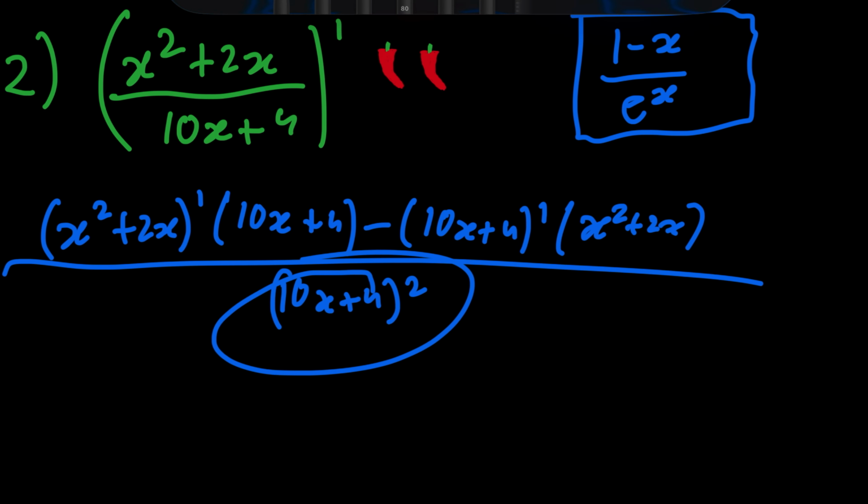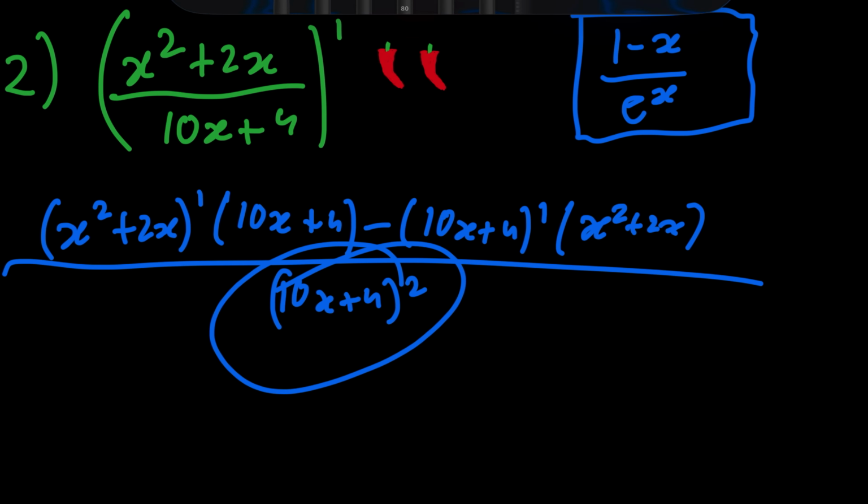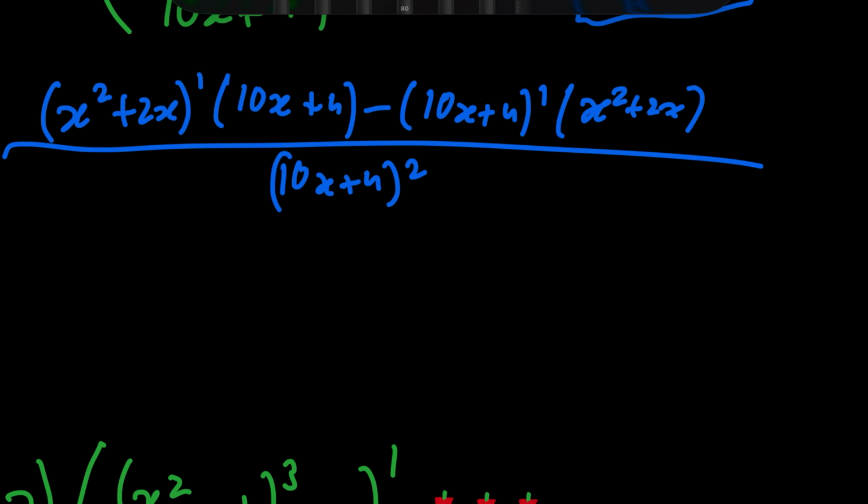Always remember that there's a squared at the bottom. It's quotient rule, so you're always going to end up with a fraction, right? Okay, let's take the derivatives now. So we get derivative of x squared. We've done this so many times.